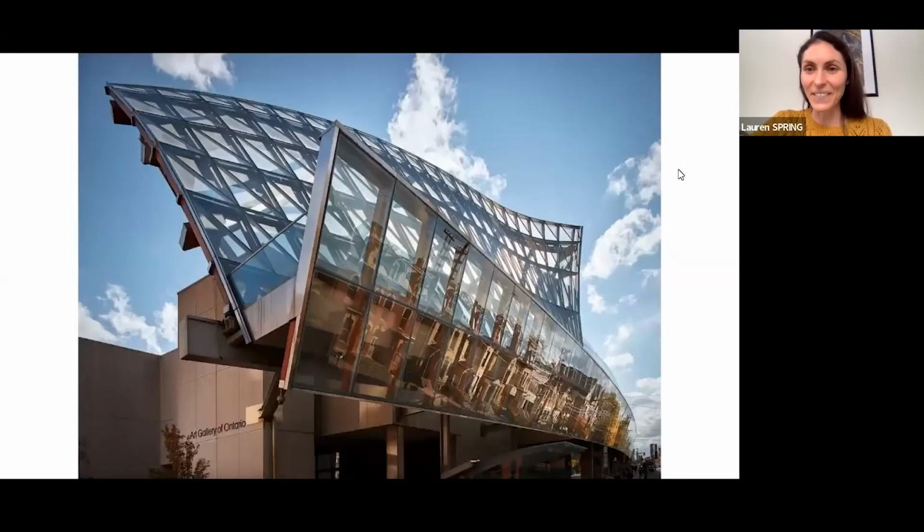So here we go. Here is a picture of our beautiful Art Gallery of Ontario, located right in downtown Toronto on Dundas Street.